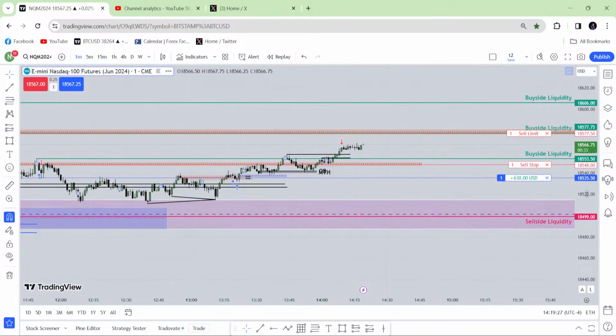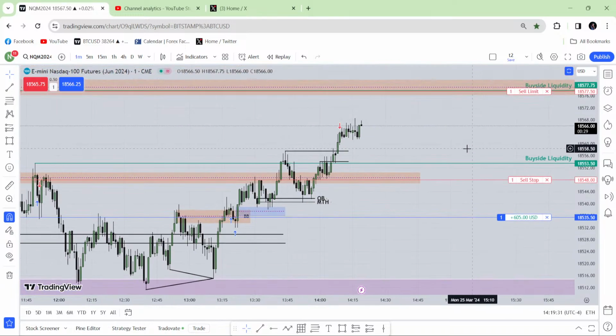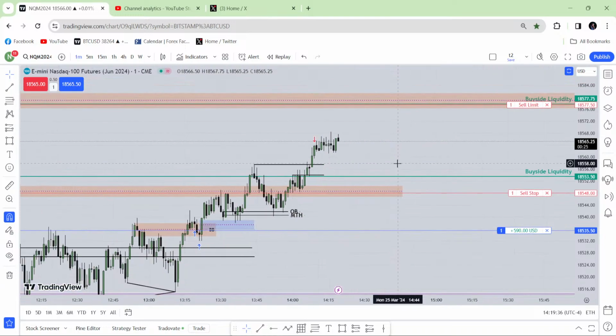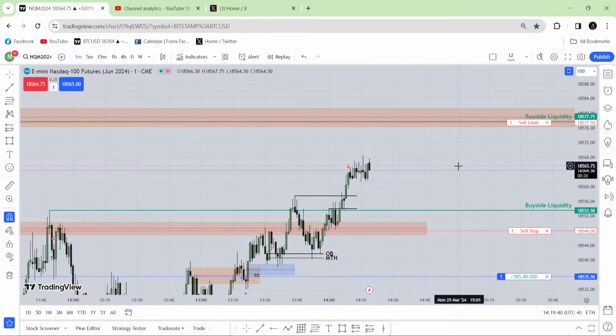That's not important, how I am reading my price action. The important thing is, are you learning it or not? That's the important thing. Are you getting it or not? That's the important thing.